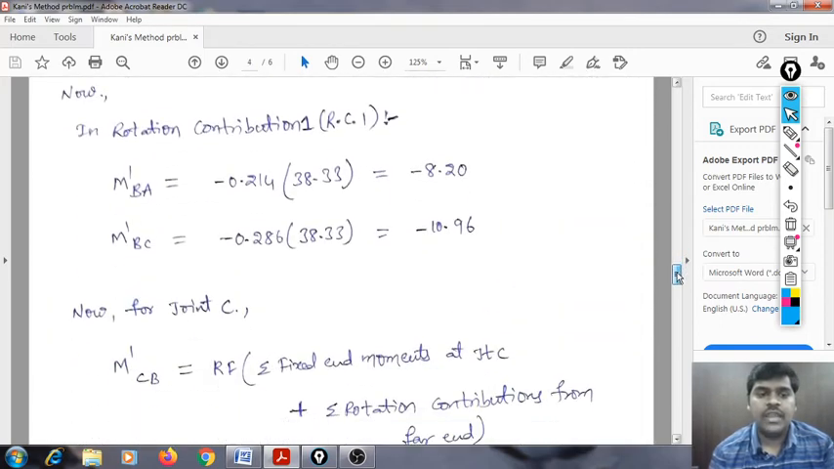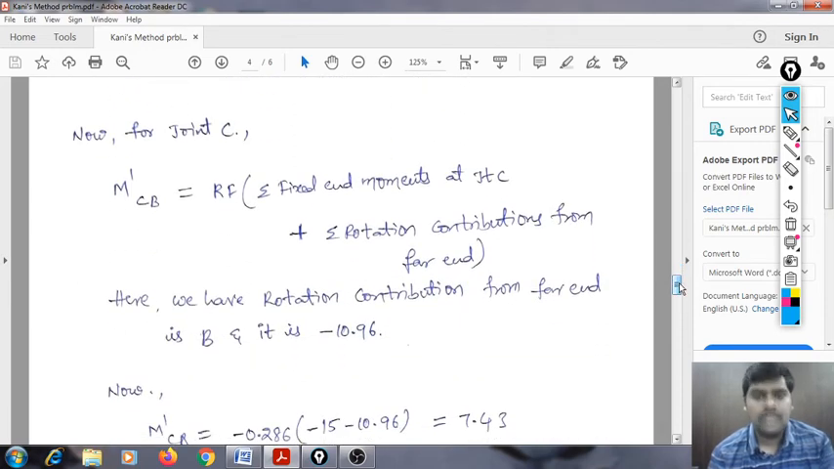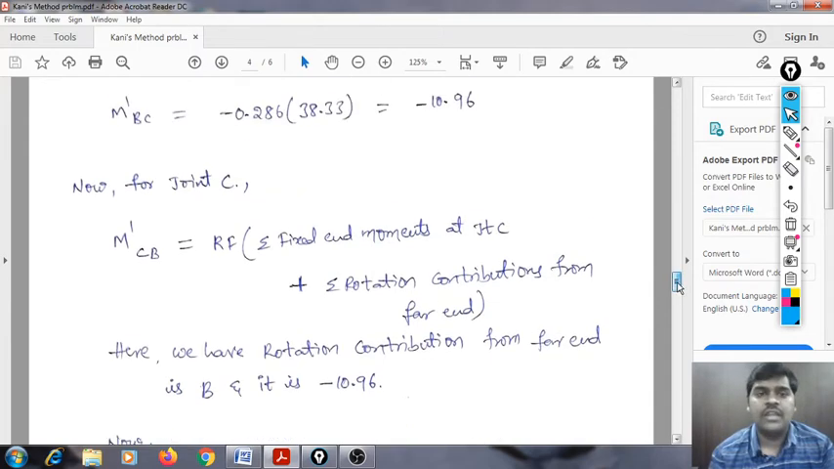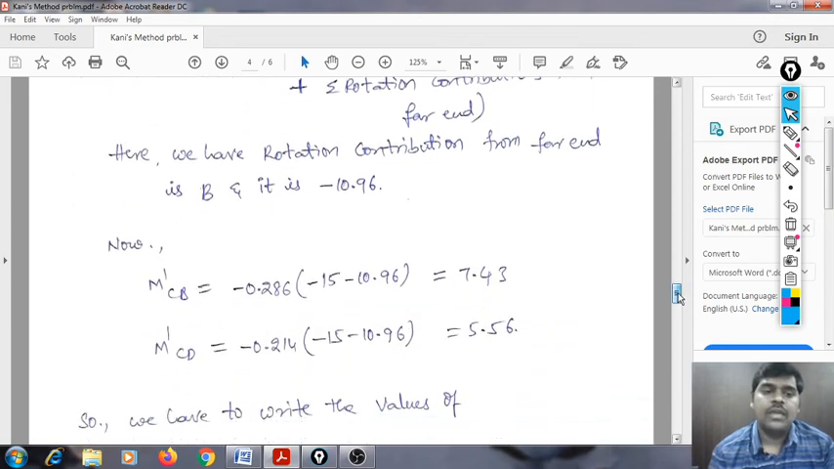Next, finding for joint C. This is the same formula used for joint C, but we have rotation contributions from the far end. So the rotation contribution from the far end is that we can consider minus 10.96 as one of the contributions for joint C.